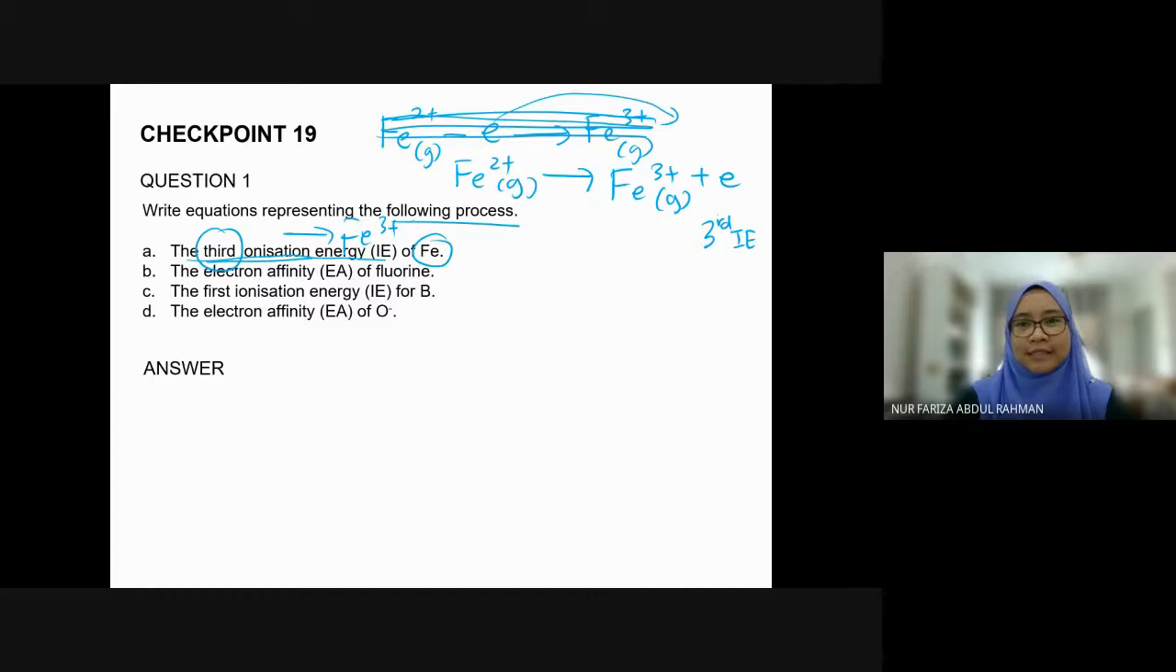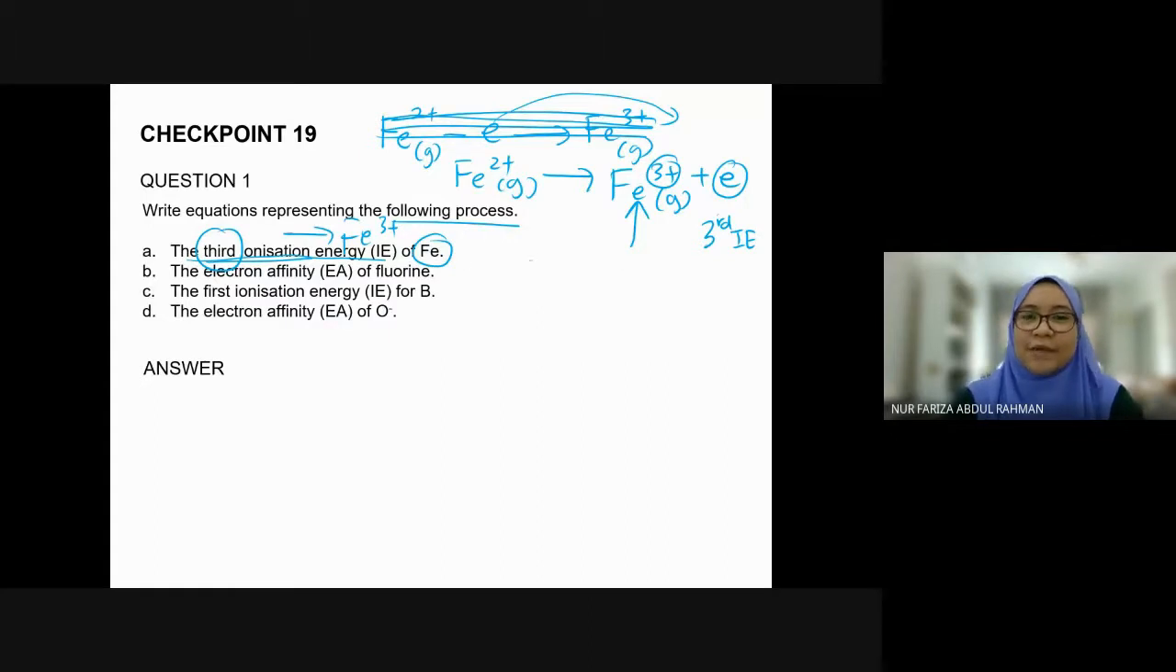You see it says third ionization energy, that means your product should have Fe3+ and the starting species should be Fe2+ in gas state. Okay, so we are talking about ionization energy, that means the electron has been removed from the ion. So you have to remove, meaning the electron should be on the right hand side, as one of the products. When you remove an electron, it is one of the products.